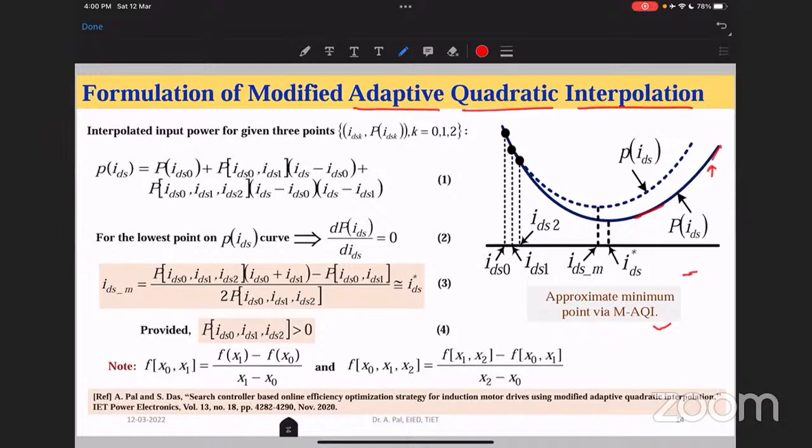We are going to minimize the quadratic function, that is small PIDS instead of the capital PIDS. How are we going to solve this? If I write the expression for this quadratic function, this is the expression. Initially we consider three base points, that is IDS 0, IDS 1 and IDS 2. With these values, we can interpolate the function. Basically here I have used the extrapolation method. I try to get this kind of dotted curve, and I try to find the minimum point of this curve first.